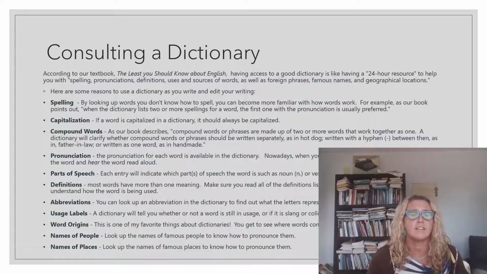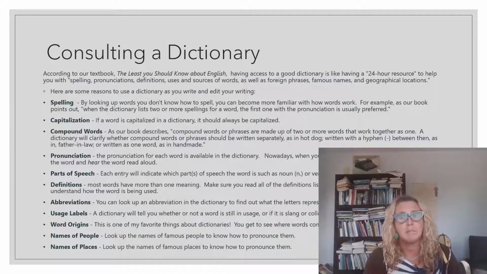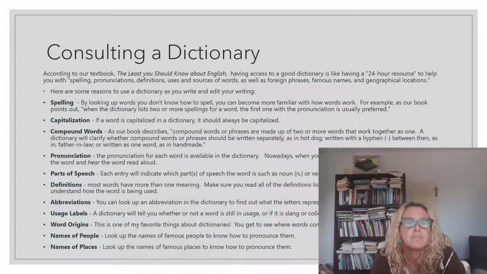So one thing you can look at is how a word is spelled, right? Sometimes that can be really tricky. And if you just use spell check, you won't really find exactly why a word is spelled in a certain way. And then capitalization, you can find out if a word is always capitalized or not, or just sometimes.